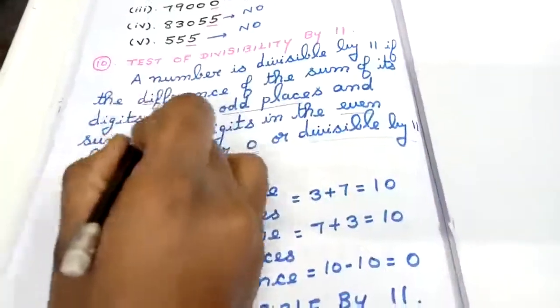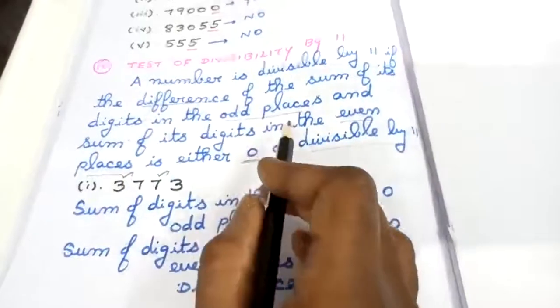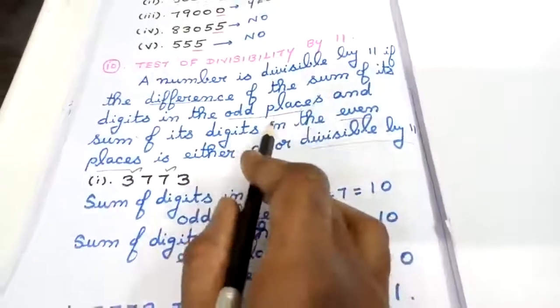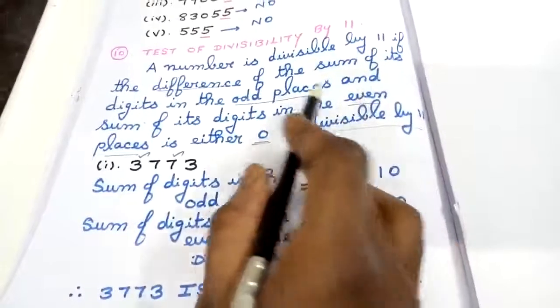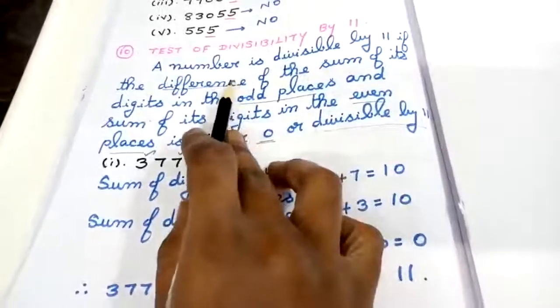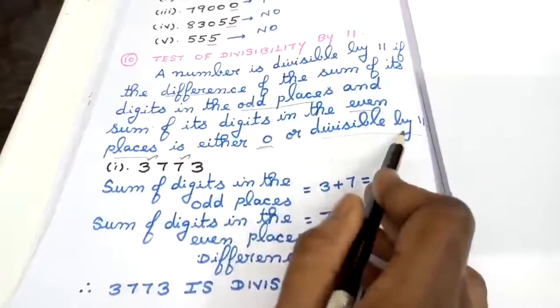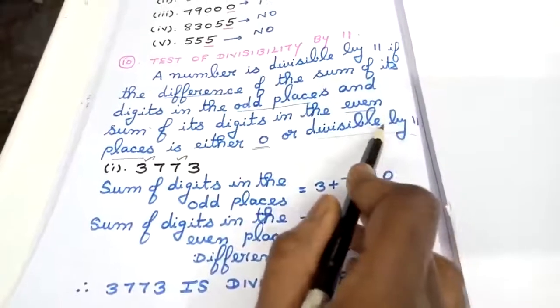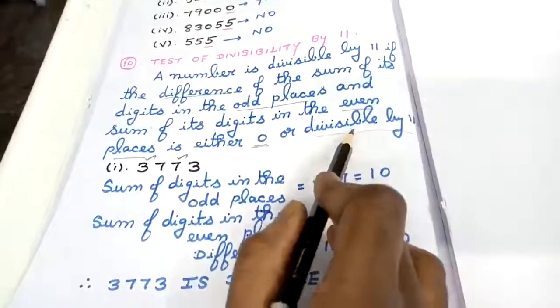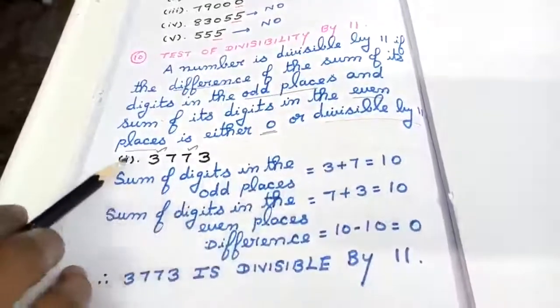They are asking you to find the difference. So, three things we have here: sum of odd digits, sum of even digits, and we are going to find the difference. After finding the difference, if you get the answer 0 or a multiple of 11, I can say the given number is divisible by 11. So, in this place I am going to take this question first.